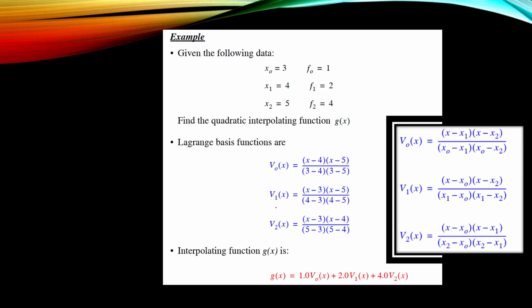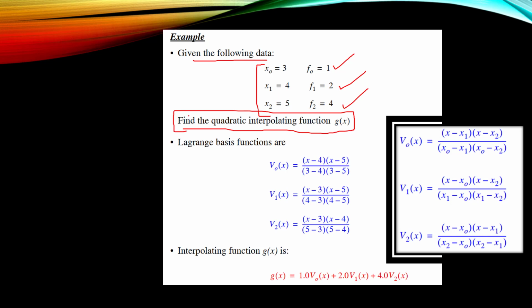Okay, coming straight to the problem, we have the given data: f0 is equal to 1, f1 is equal to 2, and f2 is equal to 4. We have the x0, x1, x2 values given here. We are supposed to find the quadratic interpolating function g of x.